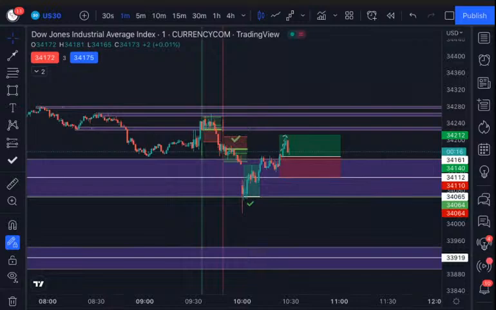Yeah, if we can get like one more red candle into that zone and then another breakout with the signal, a buy signal, that'd be perfect. But yeah, that'll do something.